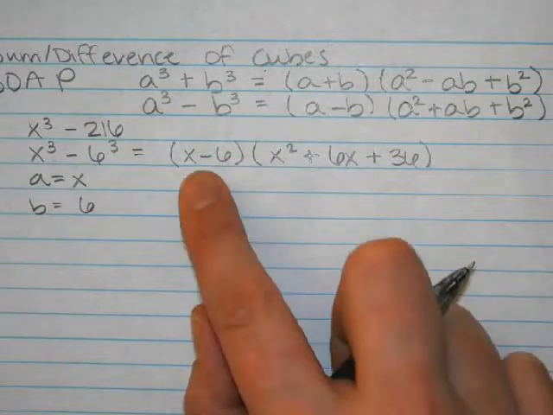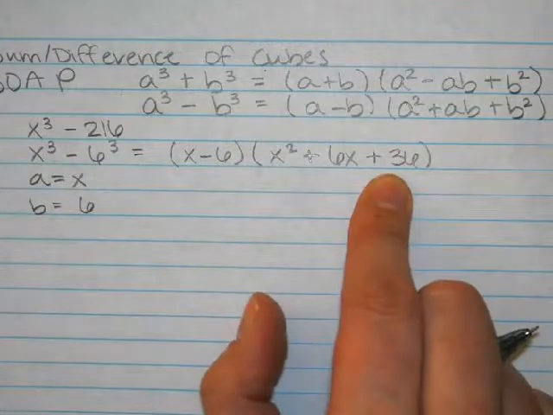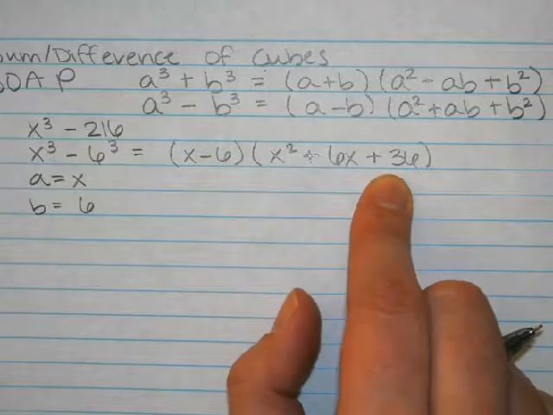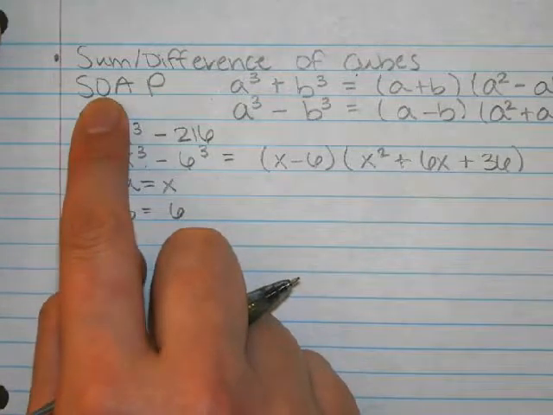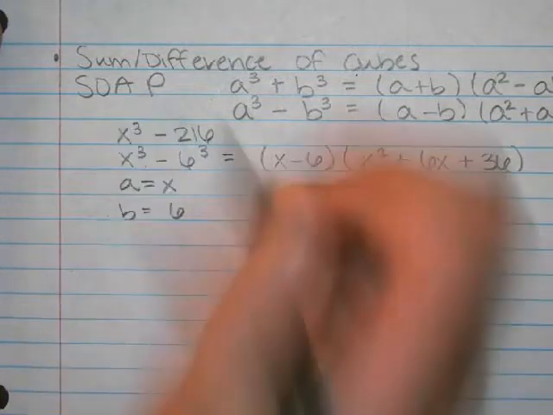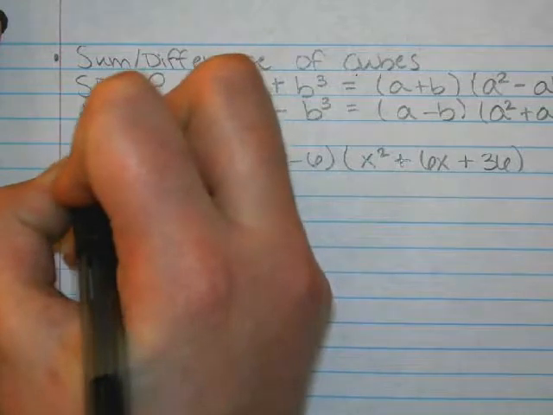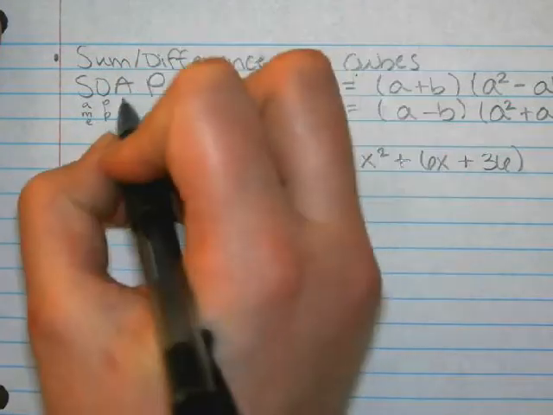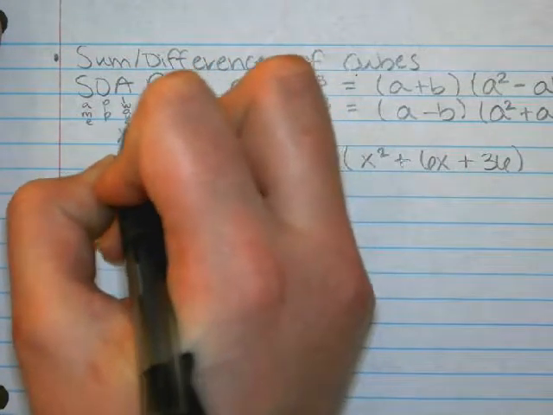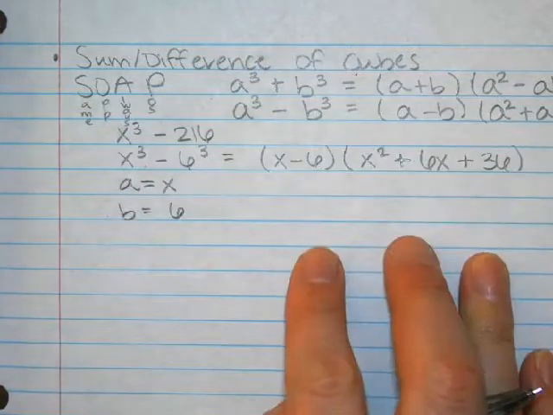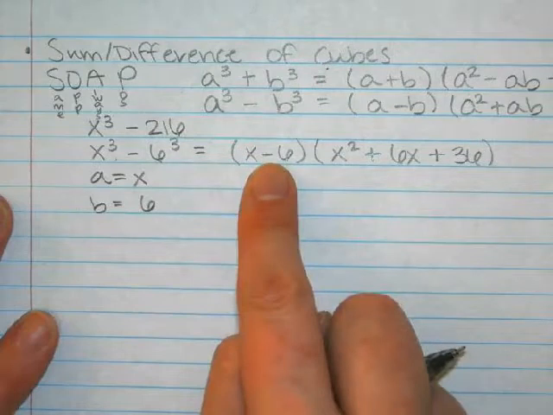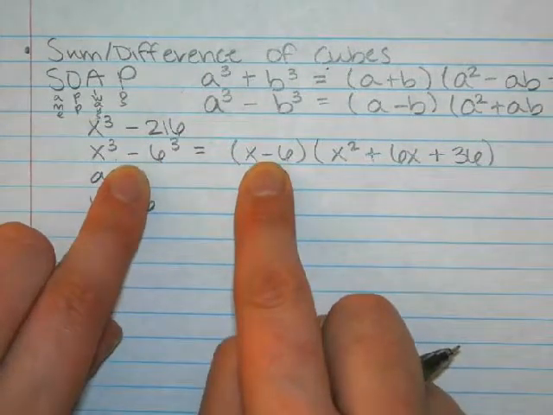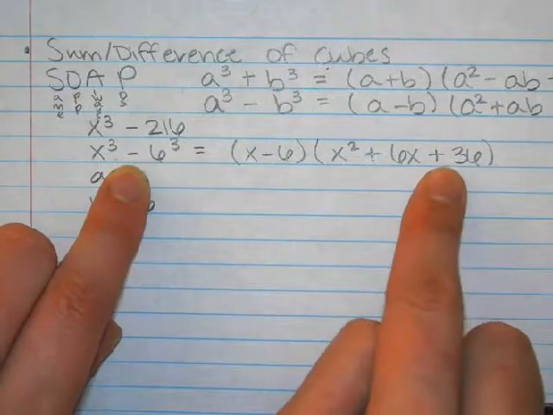So same sign, opposite sign, always positive. Yes? Can you repeat what it means? Same sign, opposite sign, always positive. So same, opposite, always positive. So if we look over here, it was a minus problem, so same sign, opposite sign, always positive.